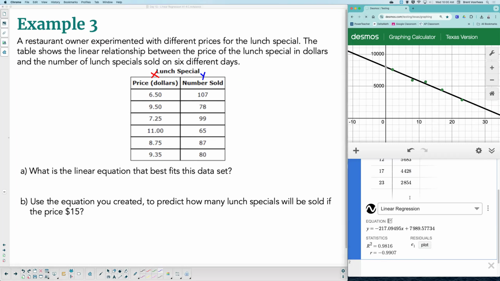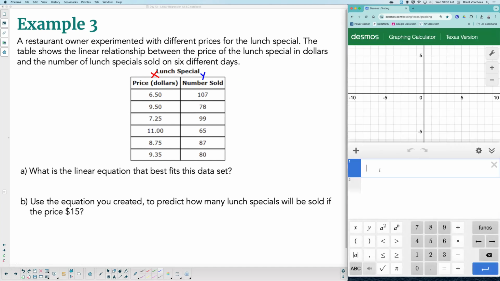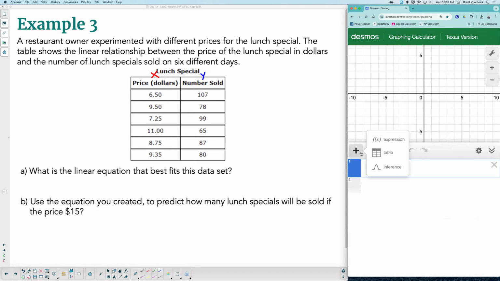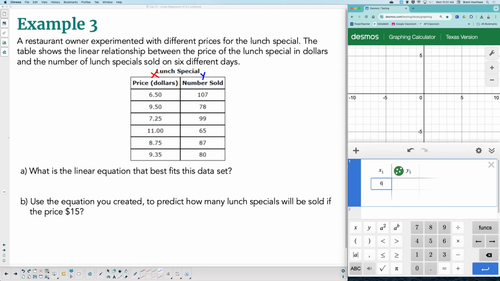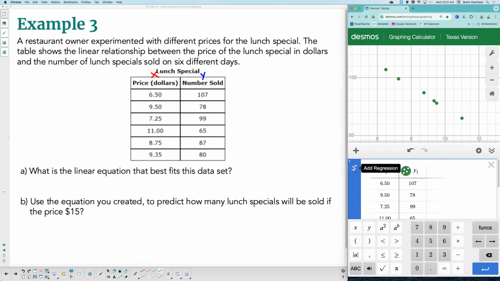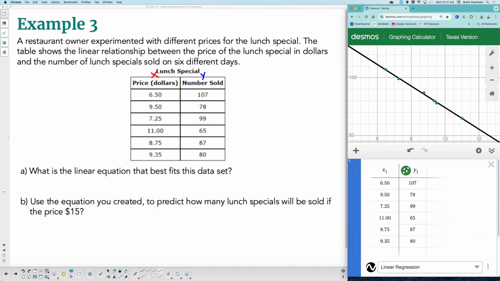I'm going to refresh my graph, and we're going to type this in. So how do I start from scratch if I've refreshed? How do I start from scratch? What do I do first? Hit the plus and choose table. All right, let's type in our values. Type in all your values. I'm going to hit the zoom fit, and I'm going to hit the linear regression button. And then I'm going to wait for y'all to catch up.